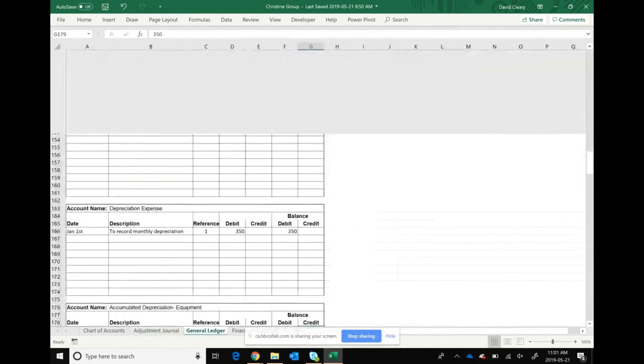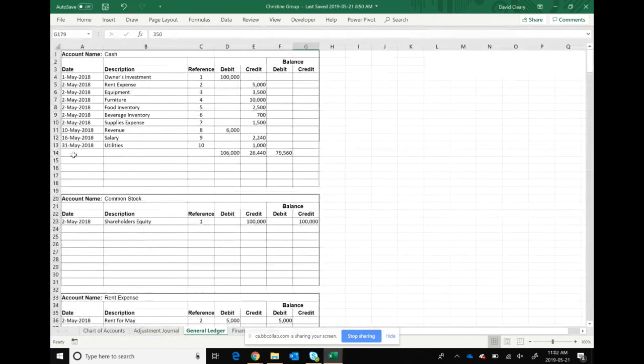So we go to our ledger. Cash, this was January 1st. The description was to new bank loan. I want to show it underneath that actually. To record new bank loan. This was adjustment reference 2, and we were debiting by 10,000. Perfect. Awesome. Now that's done.